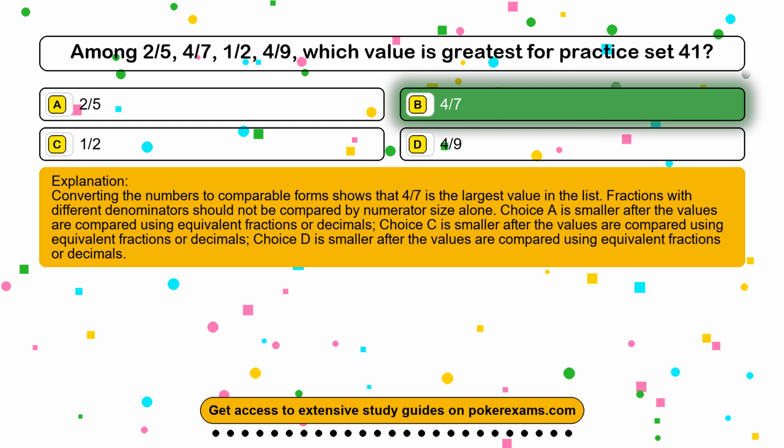Choice A is smaller after the values are compared using equivalent fractions or decimals. Choice C is smaller after the values are compared using equivalent fractions or decimals. Choice D is smaller after the values are compared using equivalent fractions or decimals.